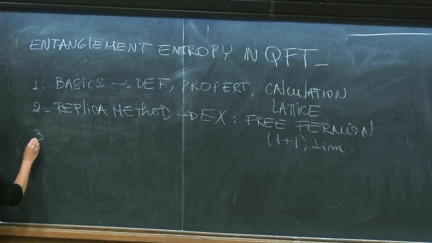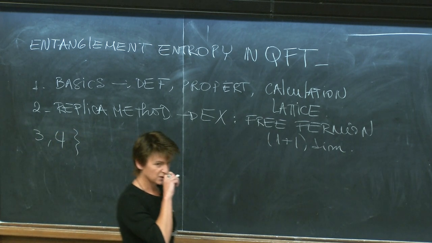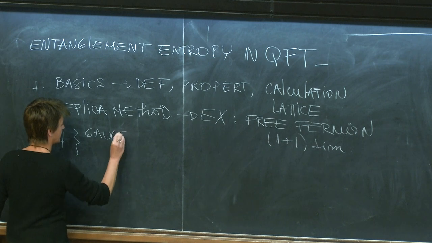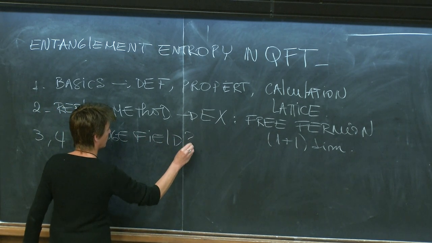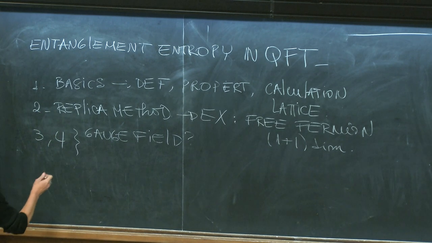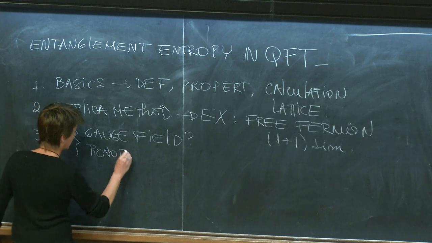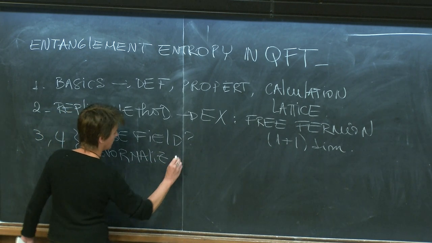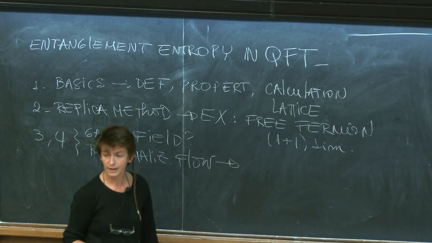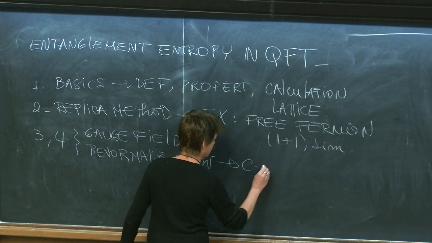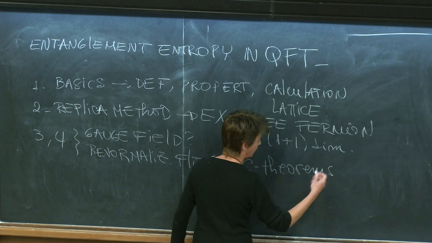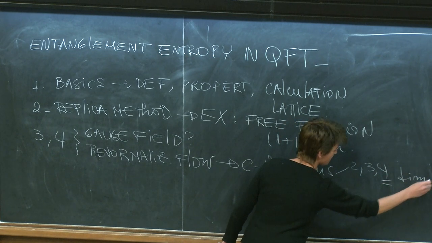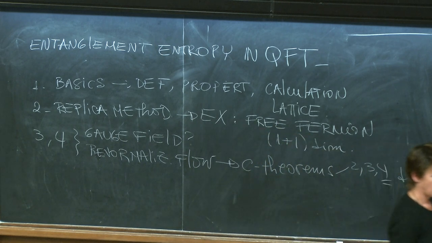And then the last 2 lectures, I'm not sure about the order, but I would like to discuss what happens with gauge fields, and also the relation between entanglement entropy and renormalization flow in quantum field theory. C theorems in 2, 3, and 4 dimensions. So this is our idea.